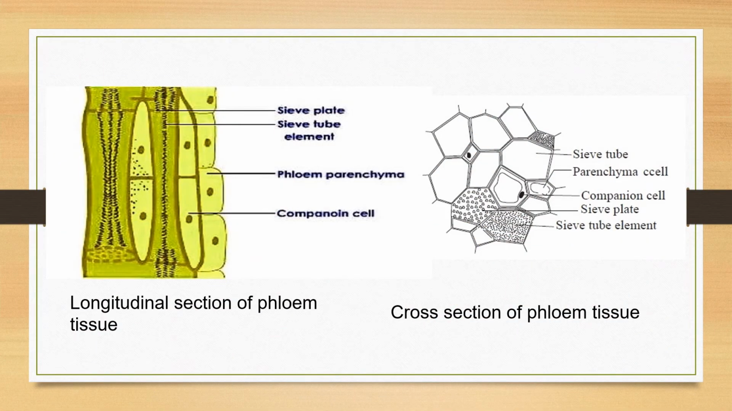In this picture, you can observe the longitudinal section of phloem tissue and also the cross section of phloem tissue. There are sieve tube elements, phloem parenchyma, companion cell, and also a sieve plate here. In this cross section, you can observe the sieve plate very clearly.